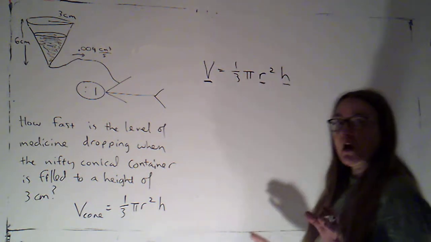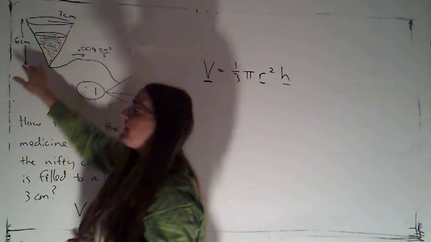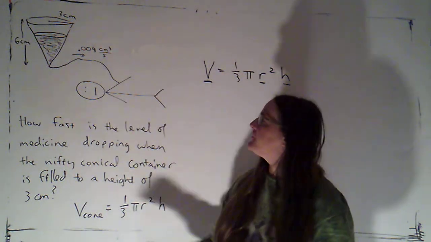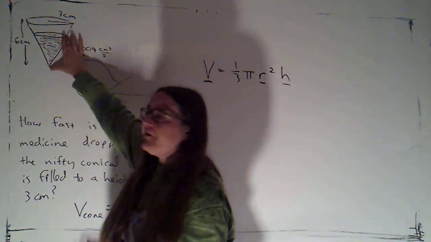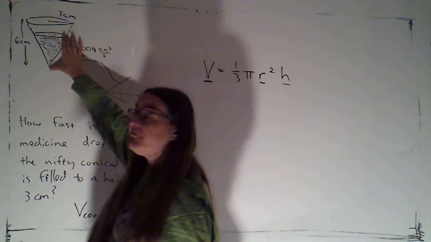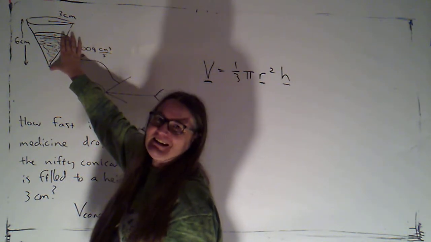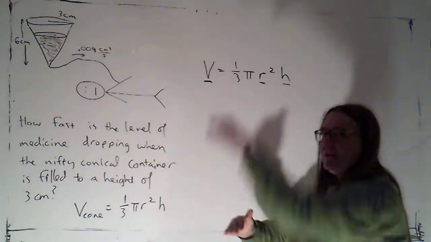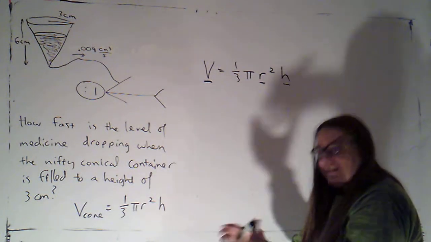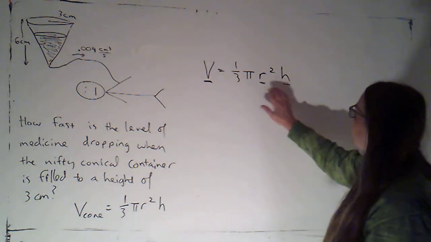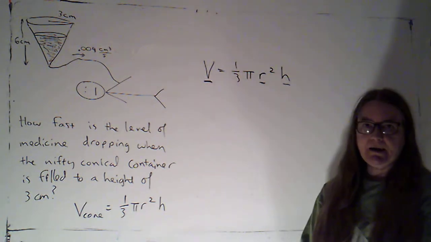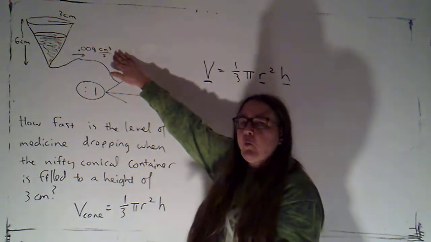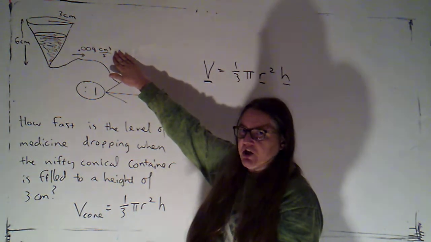R and h do not refer to the radius and the height of the container. That's staying fixed. They refer to the radius and the height of the miniature cone of medication inside that container. And as some of that medication seeps into Harold, the height's dropping and the radius is shrinking. So I have 3 functions of time. I'm only told 1 rate of change here.